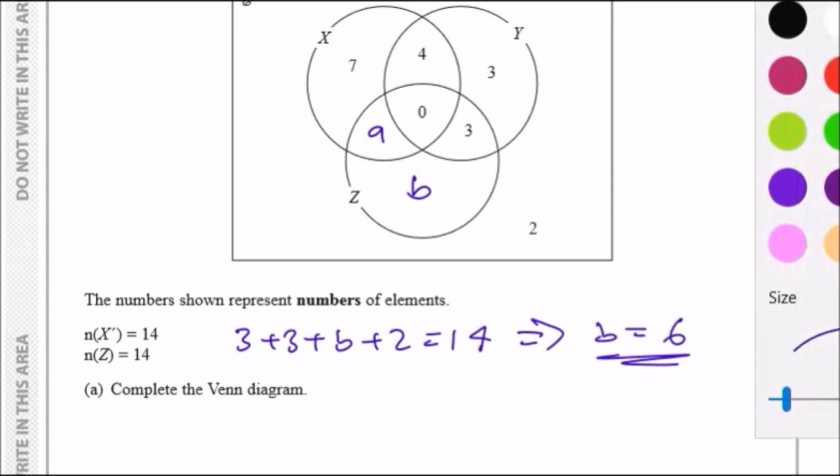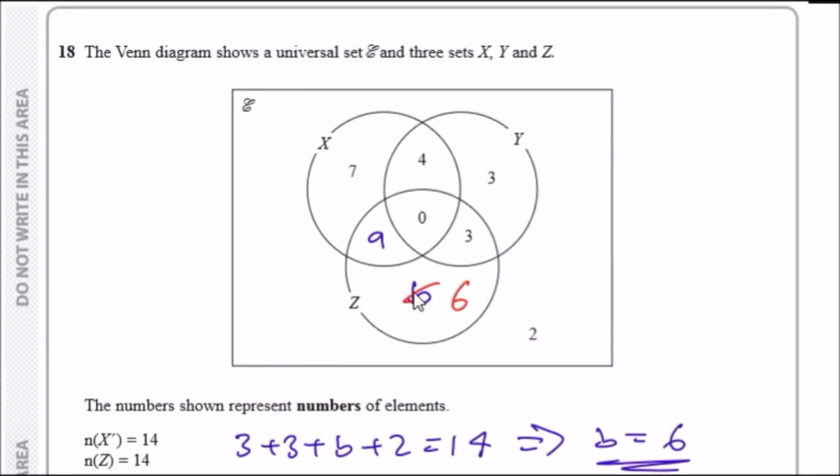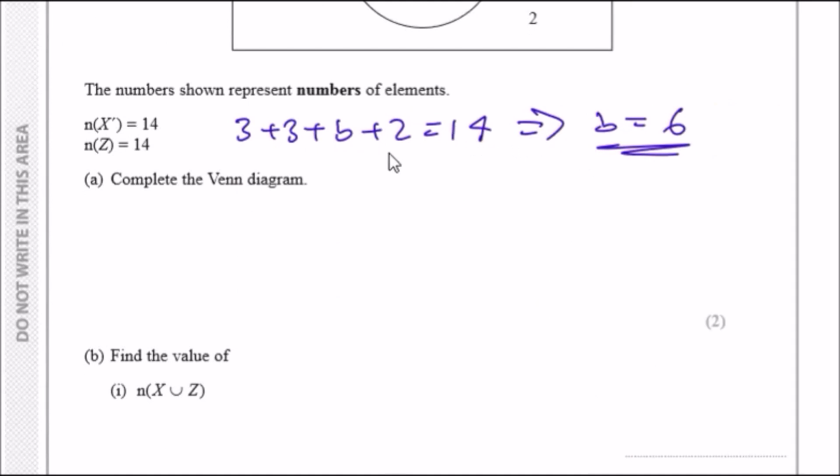Let me cross that out. The number of elements in z is 14, so the total in z is 14. This means a, 0, 3, and 6: a plus 3 plus 6 equals 14. These two give you 9, so a must be 5. Okay, cool. Let me make it clean, because we might need to use it. So 5 and 6.